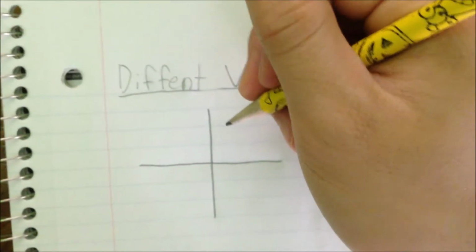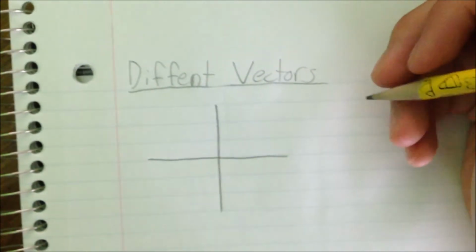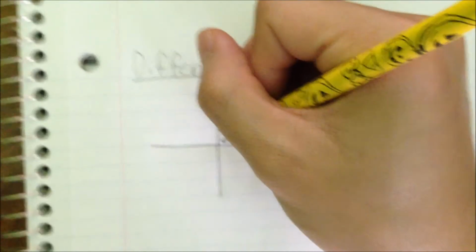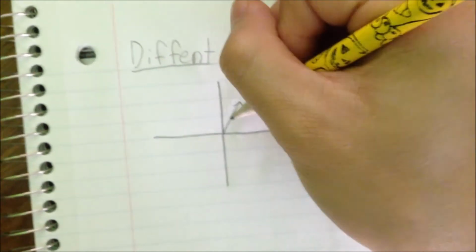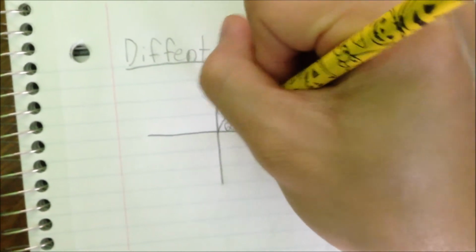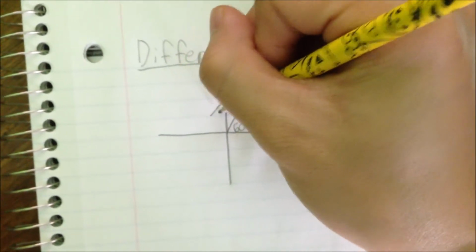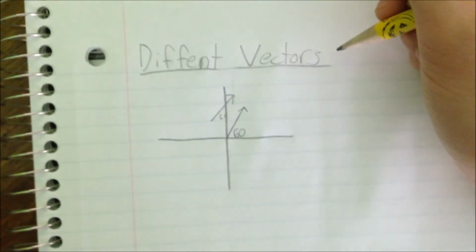Now we are going to talk about different kinds of vectors. There are equal vectors and there are parallel vectors. Parallel vectors are vectors that have the same direction. So let's say this vector has a direction of 60, and this vector also has a direction of 60. Then these two are parallel vectors.